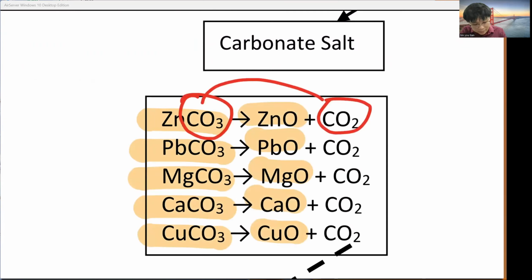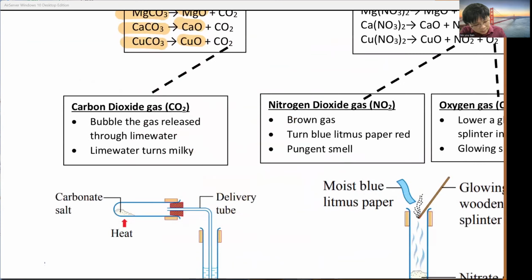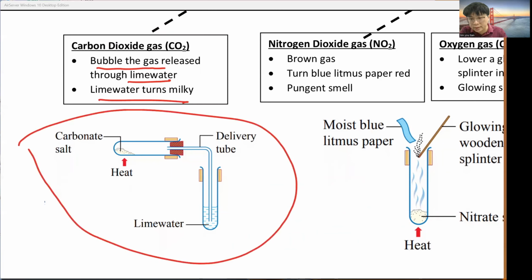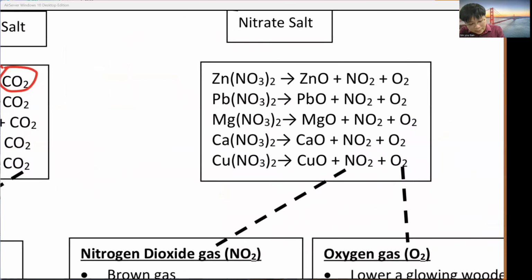So how do you test carbon dioxide gas? Very simple. This always comes out in the exam. You bubble or flow the gas through lime water, then the lime water will turn cloudy. This is the diagram you have to draw every time. Okay, then if they heat nitrate, same, it will come out as oxide. Every one comes out as oxide, but for nitrate, it's special. It will come out with NO2 plus O2 gas. These are the two gases that will come out. So how do you test NO2?